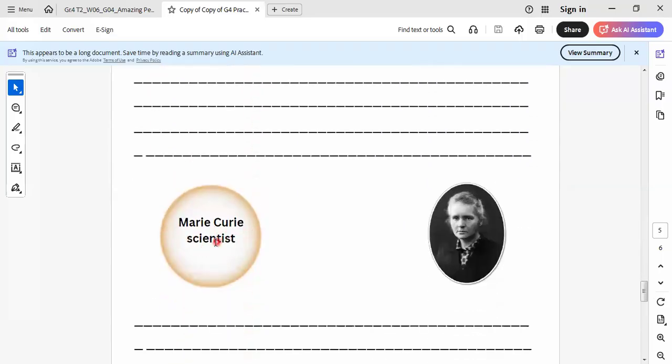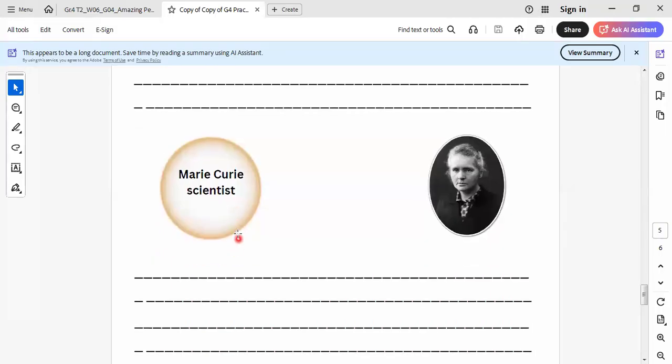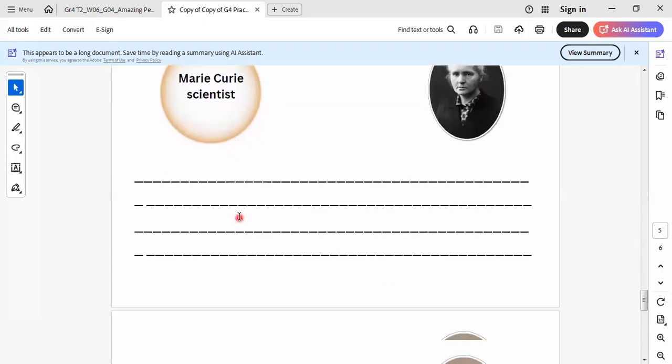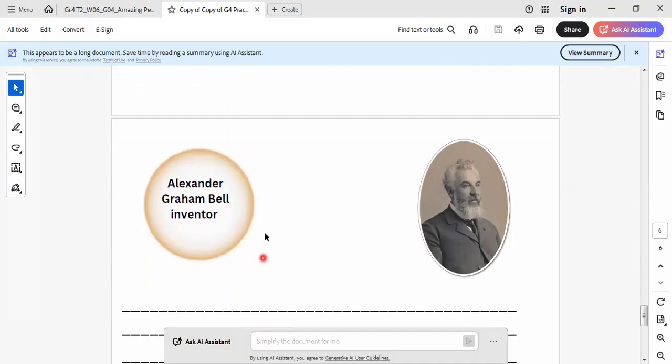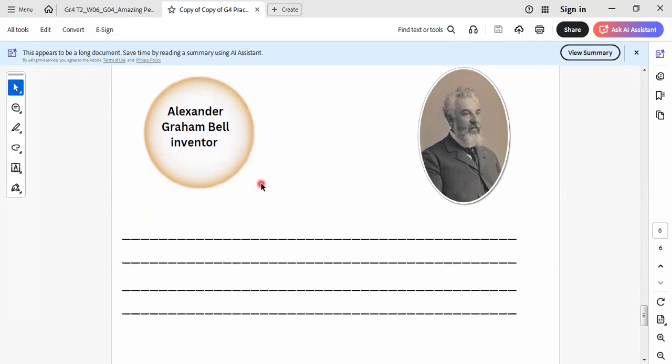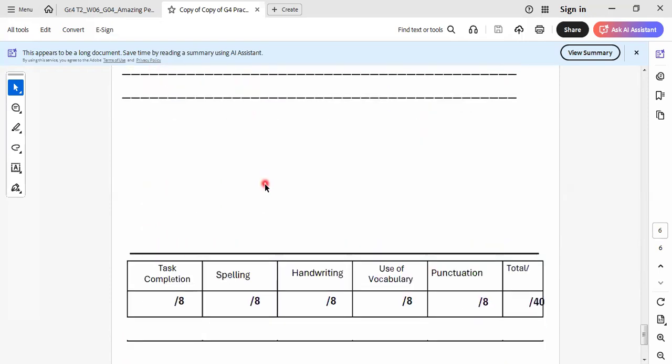Marie Curie studied science, and by studying science, she discovered a machine to help sick people. Alexander Graham Bell invented the telephone. Why did he invent the telephone? To help people talk with each other in faraway places.